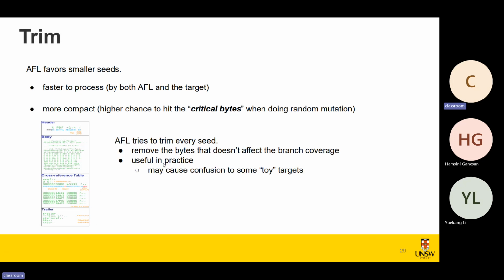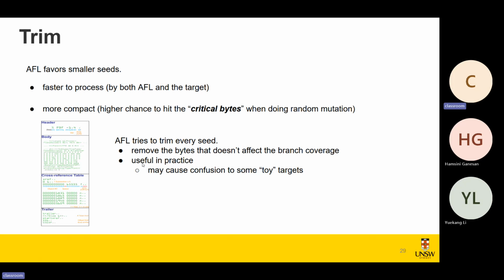So because AFL favors smaller seeds, it will try to trim every seed by removing the bytes, the content of the file, which doesn't affect the final coverage of the target code. It will just use some heuristics to remove some bytes. And if the coverage is not affected after removing the byte in the input file, it will be removed by AFL. So this is how AFL does the trim here.